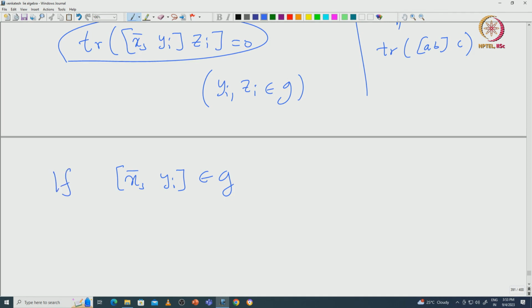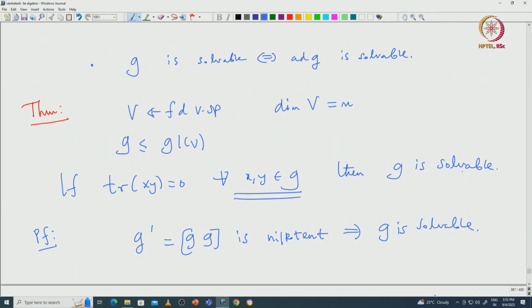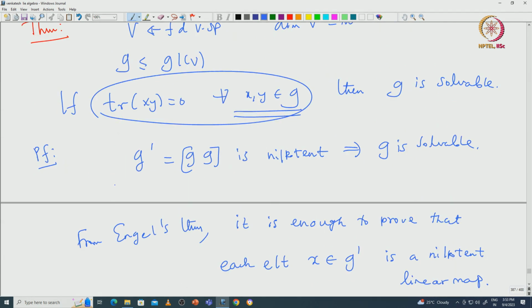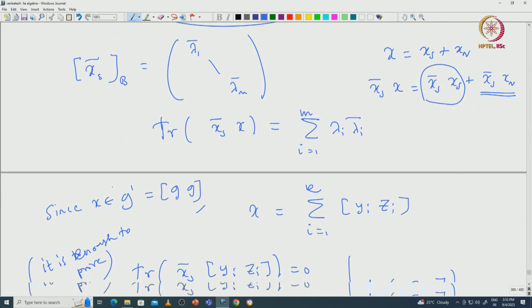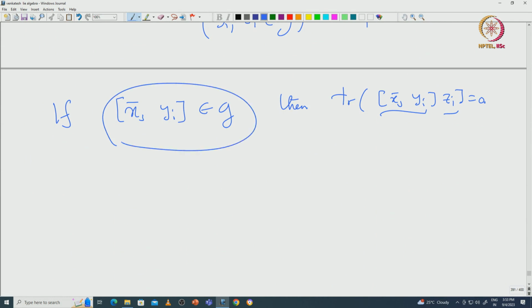If this is true, then we know that the trace of [xs bar, yi] zi is 0. Why? Because this is an element of G and this is an element of G, and for elements of G, the trace of xy being 0 is what is given to us. So it is enough to prove that ad xs bar maps G to G. This is equivalent to saying ad xs bar maps G to G.